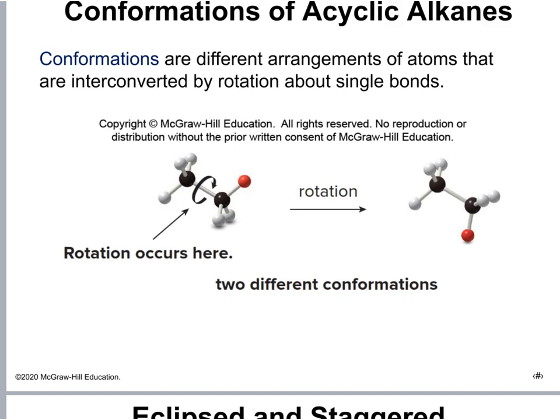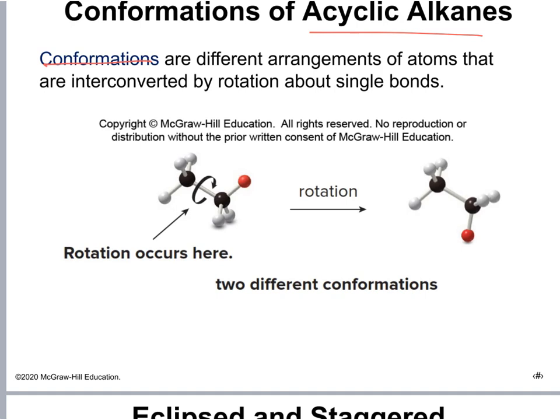Okay, so conformations of acyclic alkanes. Alkanes can rotate. Now we're talking about conformations. Remember, conformations are at room temperature, these compounds are constantly rotating around these bonds. They're almost like those windmills that you see for energy out in a big open field if you drive across the United States.